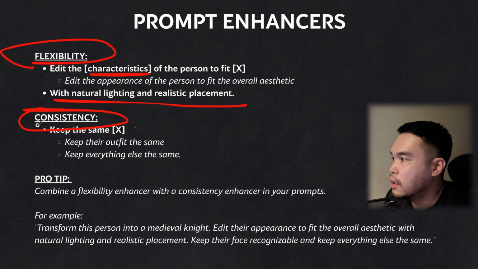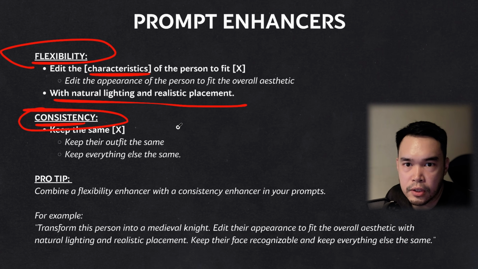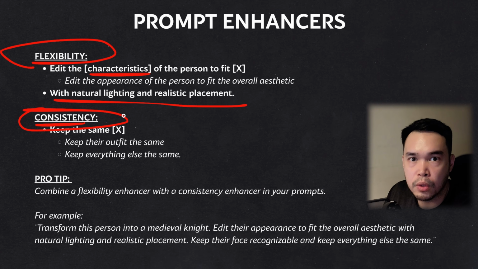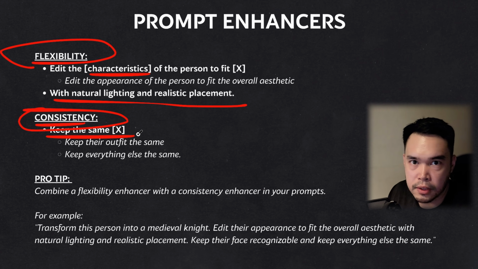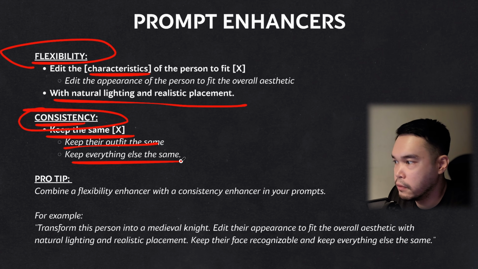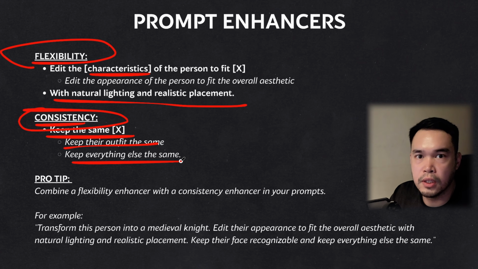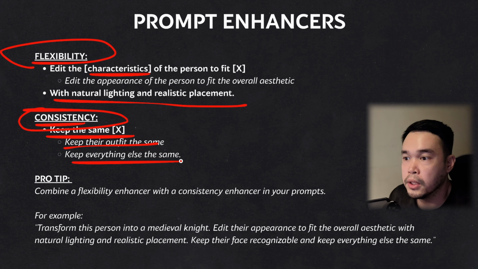Now, the other one is consistency enhancers. So we tell Nano Banana what we want to preserve. It's as simple as saying keep the same X, keep the same outfit, keep everything else the same, etc. The list goes on, and of course, the more specific you are, the better your results will be. So you can even say change the color of this man's shirt, but keep the logo on the shirt the same. And Nano Banana is usually very good with following instructions.